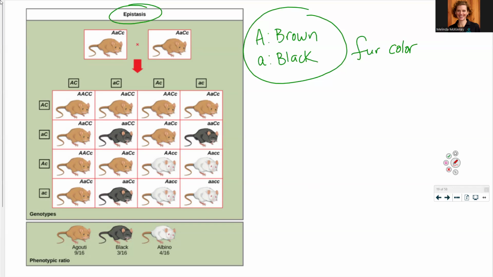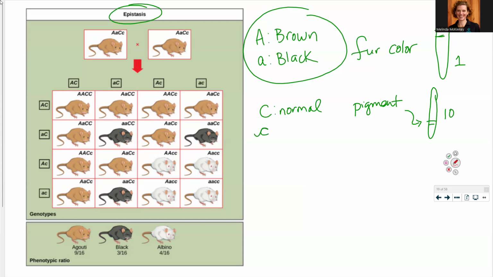So that might be on chromosome 1. I don't know which number it's actually on in the mouse, but then you've got this pigment deposition, and that's going to be on another chromosome. Let's just say it's on 10. We're going to call that gene C. If you have capital C, that's normal production. If it's a lowercase c, it doesn't work. You have no pigment; no pigment is produced.